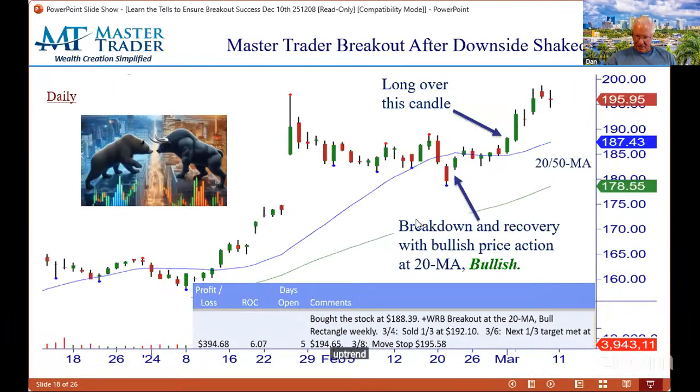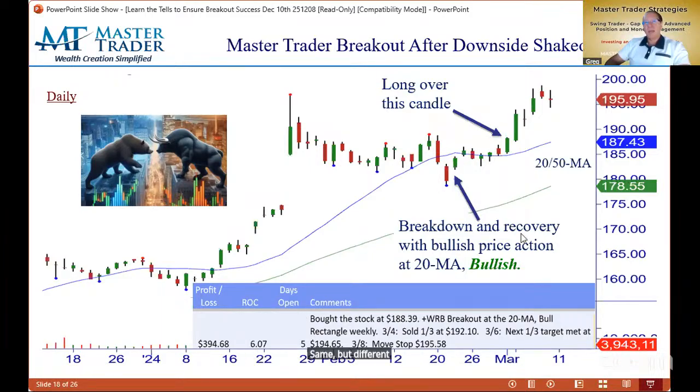Uptrend, downside shakeout, consolidation, small little bullish engulfing. We buy over the high of that target prior high. Same but different. Or boy, it should take the high out. That would be my assumption.